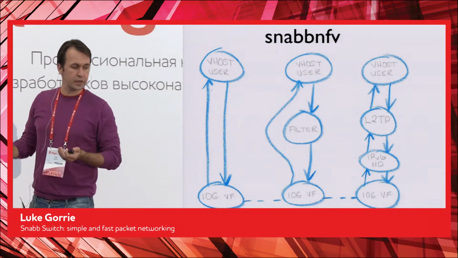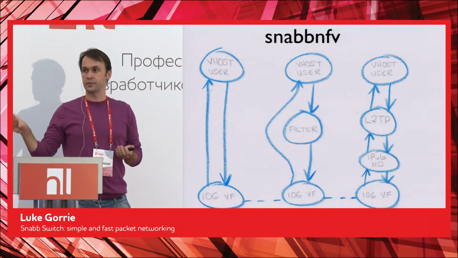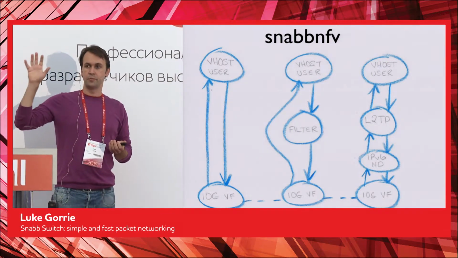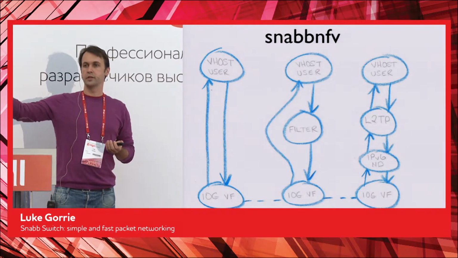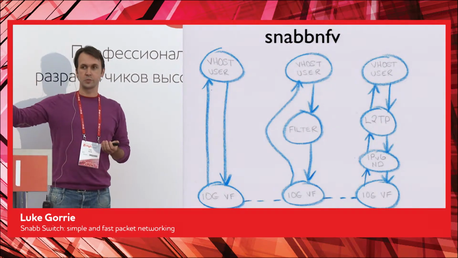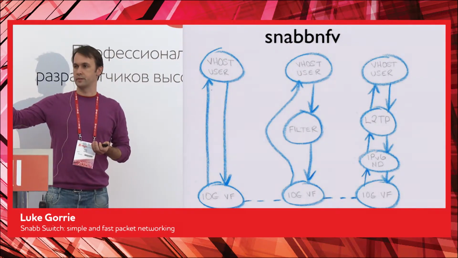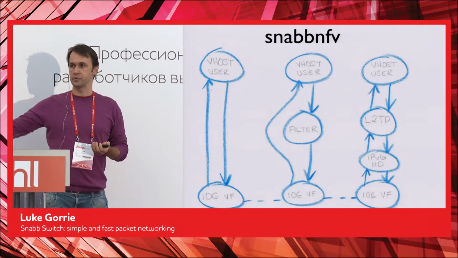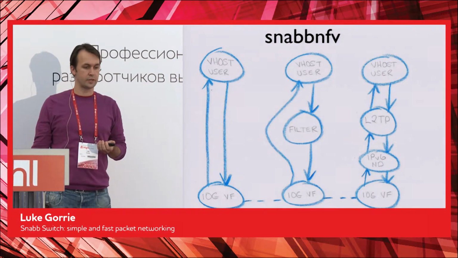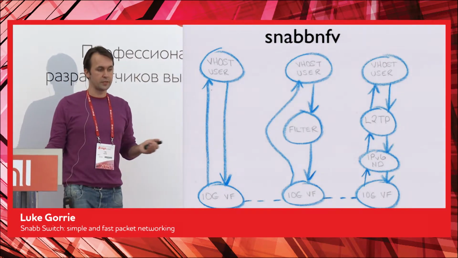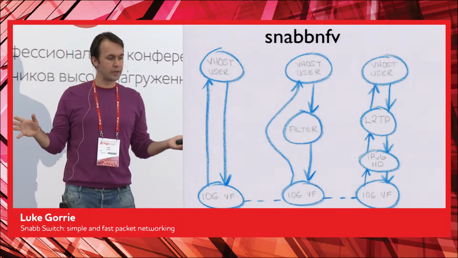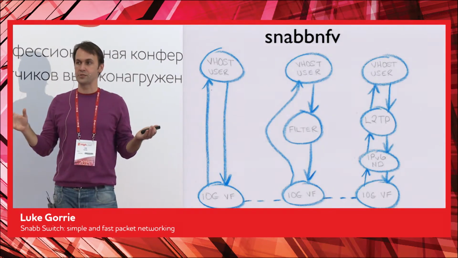And this is implemented with a couple of apps, with the L2TP app that is adding and removing the tunnel headers as needed, and then with a small lightweight IPv6 endpoint that is performing neighbor discovery, finding a router that we can talk to, resolving a MAC address and that kind of thing. So this app network here is generated by the Snabb NFV program based on a configuration file.